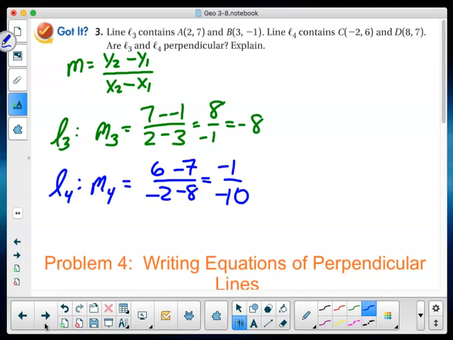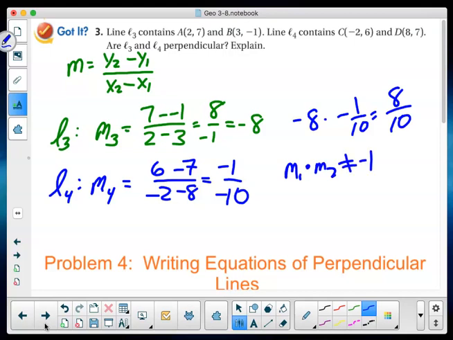The slopes will not multiply because negative 8 times negative 1/10 is equal to positive 8/10. Okay, and that is not negative 1. So slope 1 times slope 2 is not negative 1. So the lines are not perpendicular.